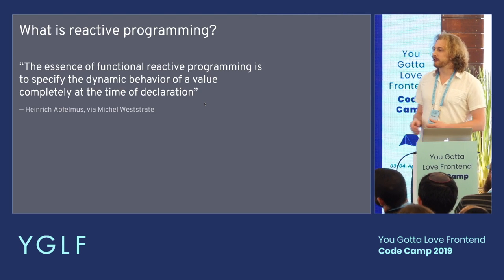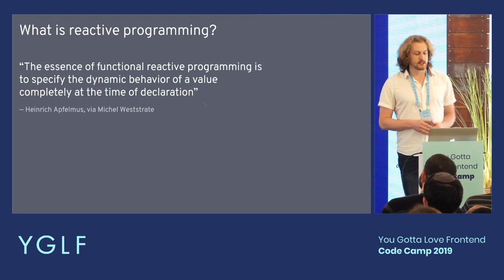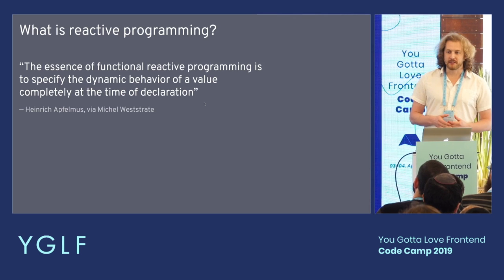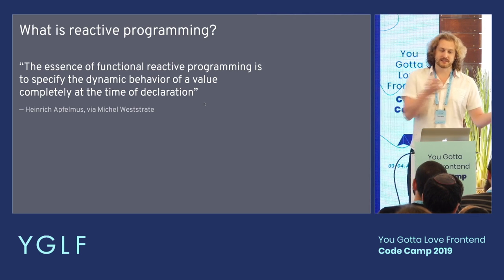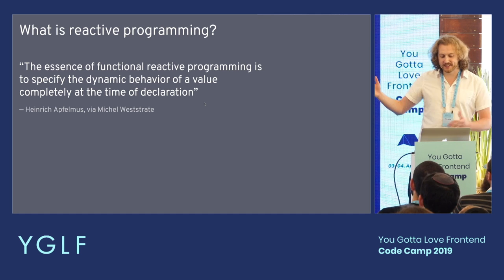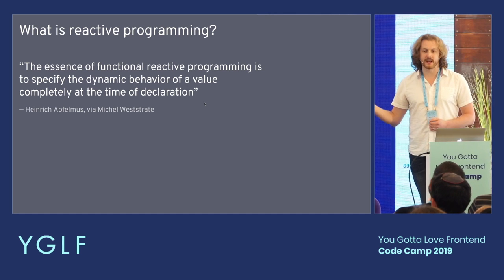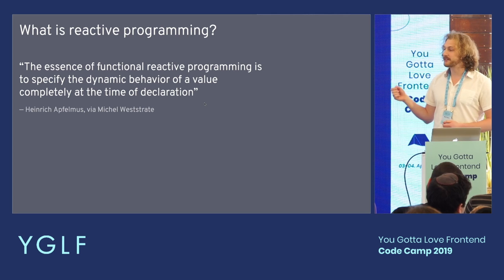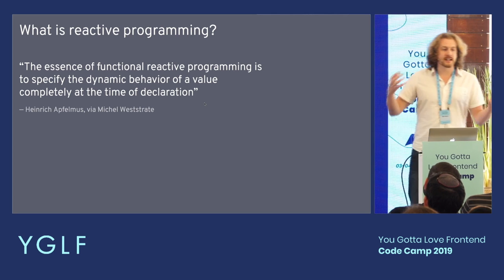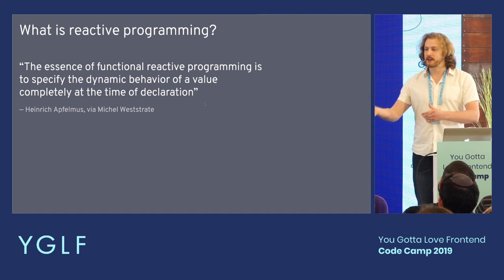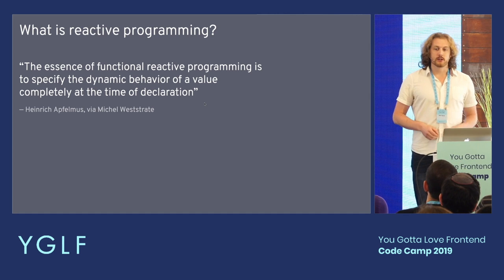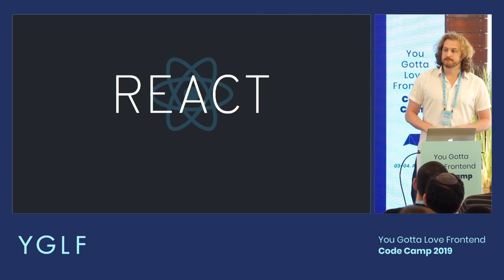What is reactive programming? Well, as Michelle said yesterday, there are as many definitions of reactive programming as there are reactive programmers. So to make it simple, I just stole his from his slides. The essence of functional reactive programming is to specify the dynamic behavior of a value completely at the time of declaration. In other words, reactive programming is all about data flow. It's all about tracking values through your application. When a value changes, your application should react.